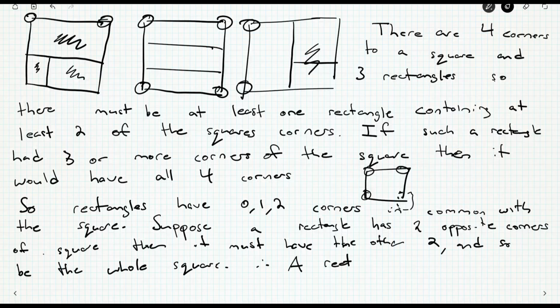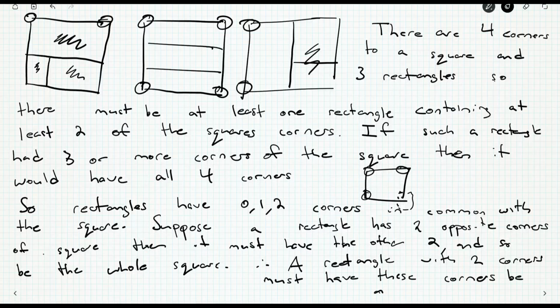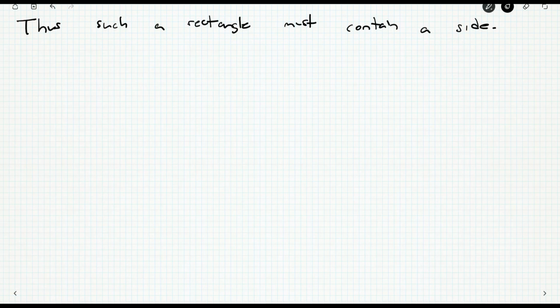So a rectangle with 2 corners must have these corners be adjacent. Alright, so thus such a rectangle must contain a side. Okay.